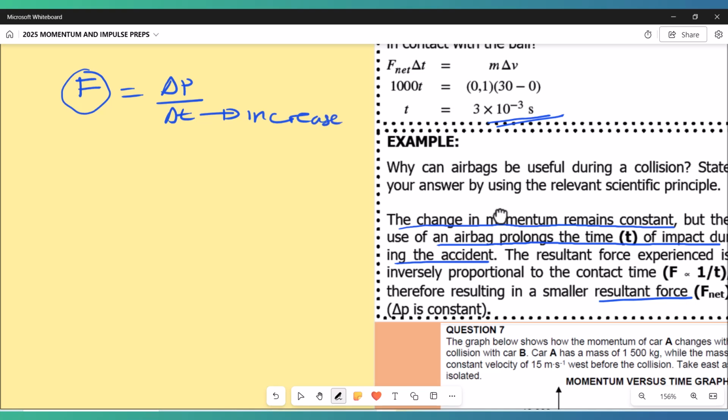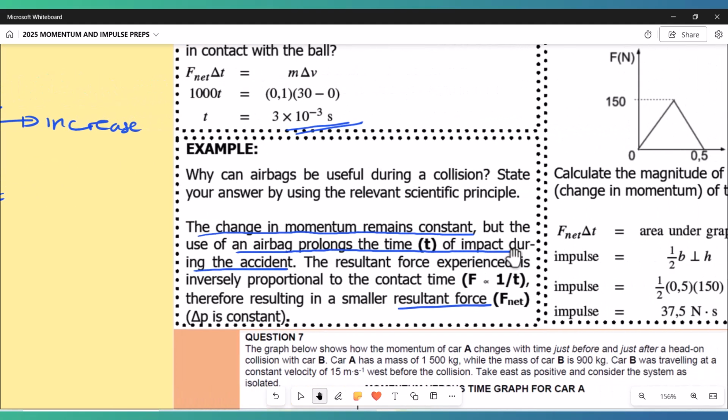So with the airbag we're going to have a bigger change in time, and therefore a smaller what? A smaller force, because change in momentum is constant. That's why the airbags are important. From here you can see that our force due to the collision is proportional to what? To 1 over change in time, because change in momentum is a constant. Okay, let us proceed here.